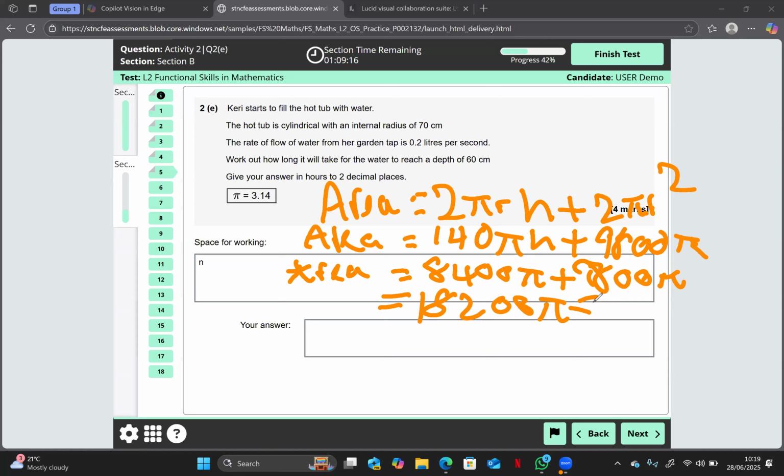If we divide that answer by 0.2 liters per second, it would take us this many seconds, which is a very big number, divided by 60, divided by another. That's a minute.